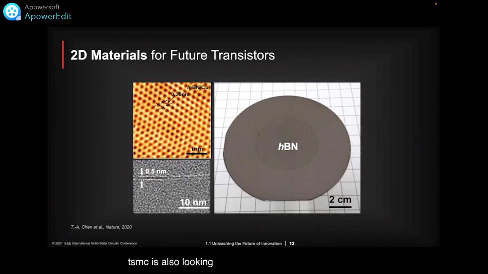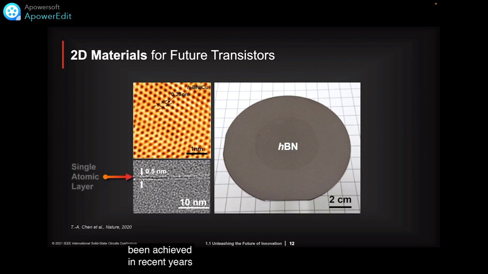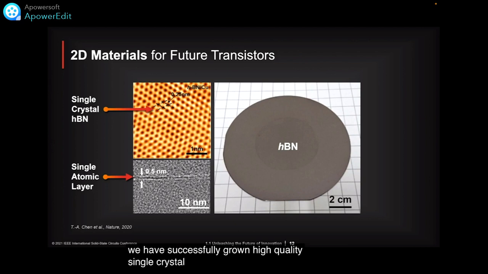TSMC is also looking to new areas to continue innovating. We are seeing promising research in many areas of technology. For example, low dimensional materials, such as 2D layered materials, have presented plenty of opportunities, both in the front end and in the back end of the line. While low dimensional materials are new to the semiconductor industry, significant breakthroughs have already been achieved in recent years. For example, we have successfully grown high-quality single crystal hexagonal boron nitride on wafer scale.